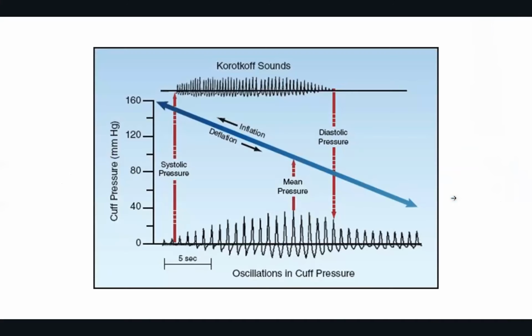This is the oscillation in cuff pressure. As we can see, the first one is the systolic pressure. It is detected when the first heartbeat is heard after the cuff is slowly deflated. And the diastolic pressure is when the heart rests between beats. Okay, next one.